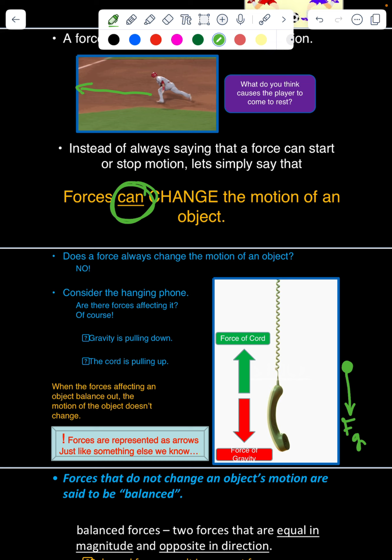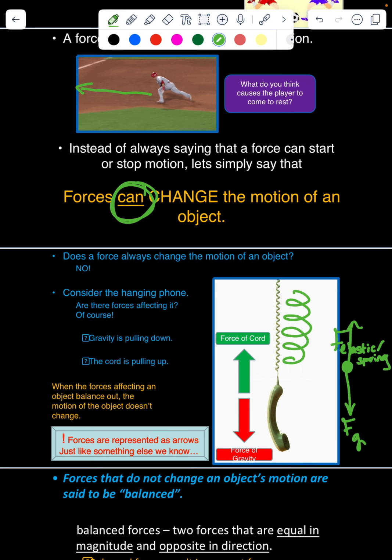Because we see that this is a cord, this cord acts as a spring. We have an elastic force or a spring force. They're one and the same, and it is pulling the phone right back up. So this phone has forces being exerted on it, but its motion is not changing. That tells us that all of these forces can change the motion, but they don't have to.